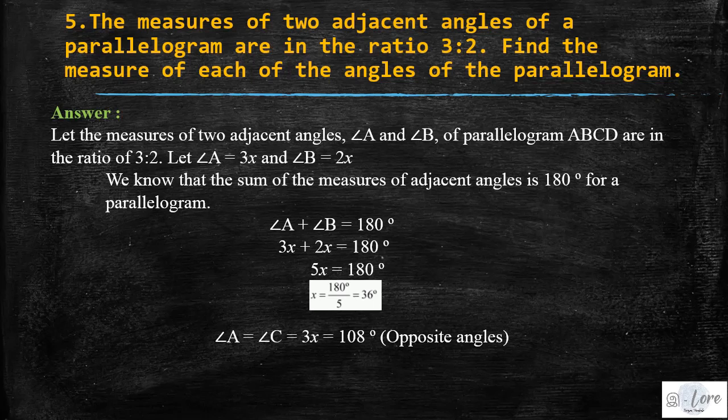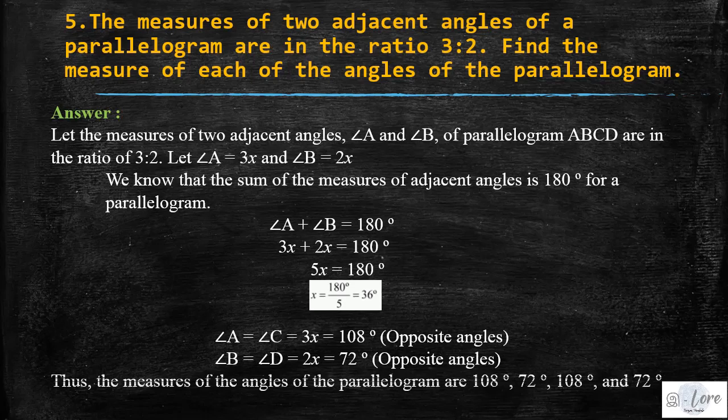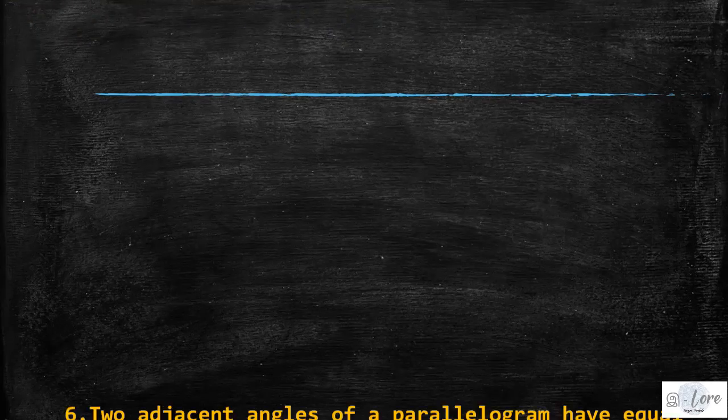Then we are going to apply the result. A and C are the opposite angles, where 3x is equal to 108 degrees. B and D are the opposite angles, which are equal to 72 degrees. That is also opposite angles. If you draw the picture here, I have not given the picture. I request you people to draw the picture to get a clear idea about it.